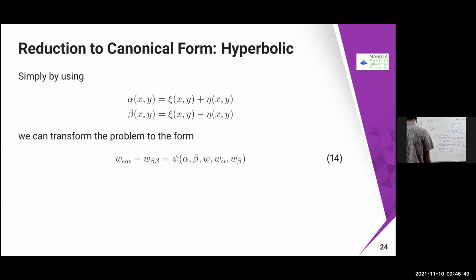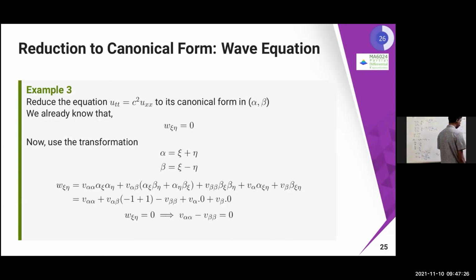Okay, so therefore in this equation, once a equal to minus c and b equal to 0, you substitute using this one. What you can obtain is the transformation: w alpha alpha minus w beta beta equal to some psi of alpha, beta, w, w alpha, w beta. Here everything is in terms of alpha, where alpha is another coordinate system from chi. We'll see one problem for this case also.